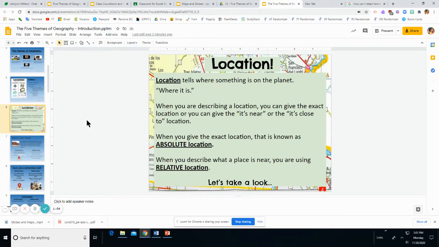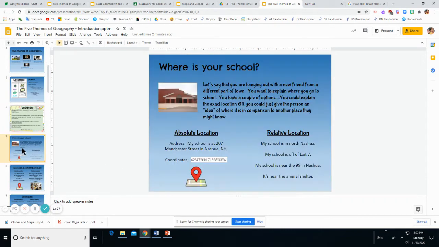Location tells us where something is on the planet, where it is. When you're describing a location, you can either give the exact location or its near location or what it's close to. When you explain the exact location, that would be absolute location. When you describe what a place is near, that would be the relative location.